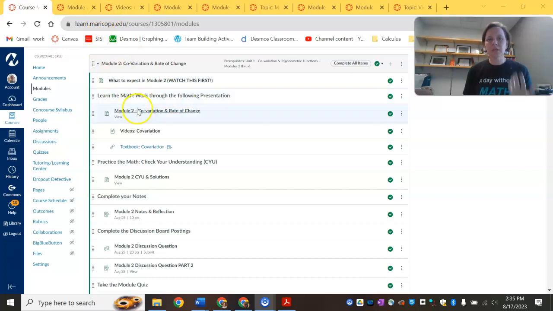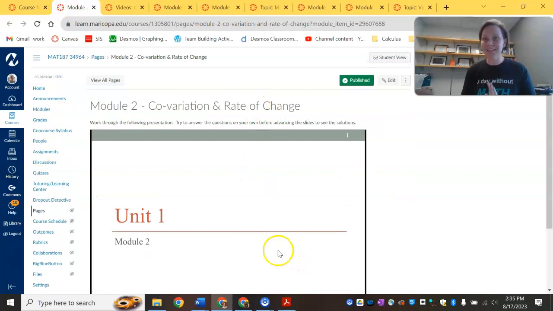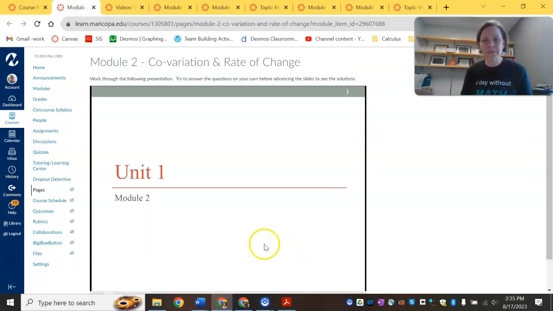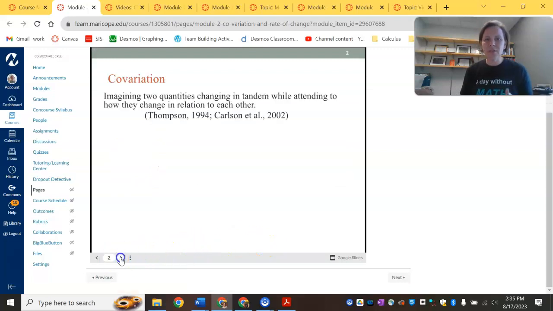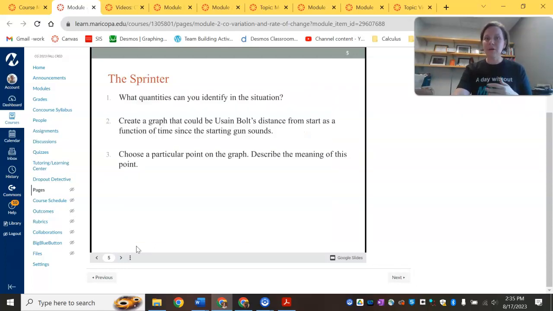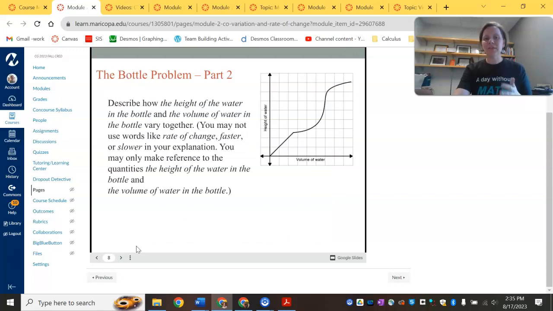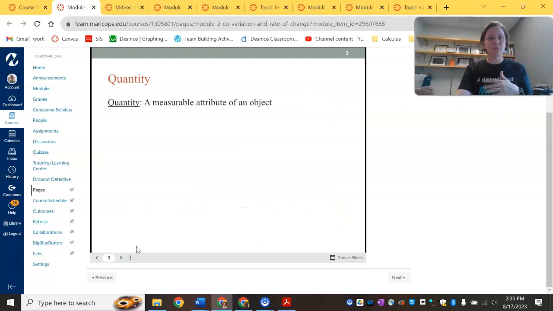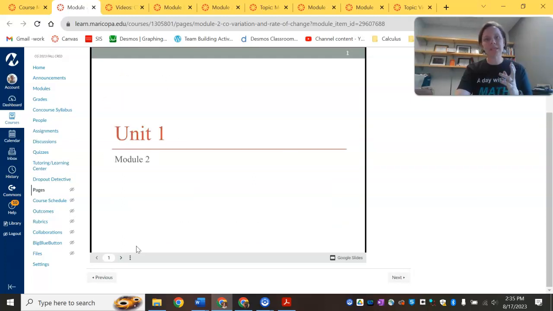So if you click on that Module 2 covariation link, you're going to be taken to a page that looks like this. And this is going to be pretty typical in several of our modules, and within them you're going to get a typical PowerPoint that you might see in a classroom that has some questions, there's some videos, and even within them, there are some answers to the questions. So you're going to work through that at your own pace, maybe attempting some of the problems, thinking about them, can I come up with these answers, trying things out.